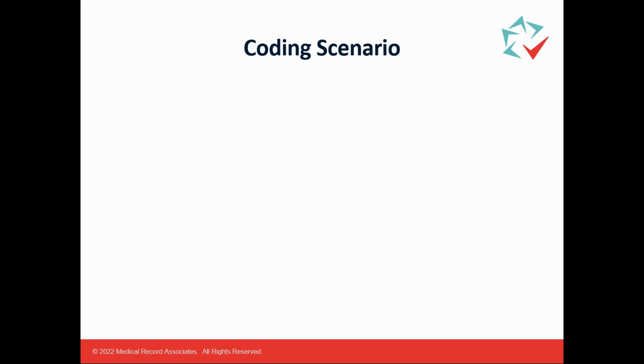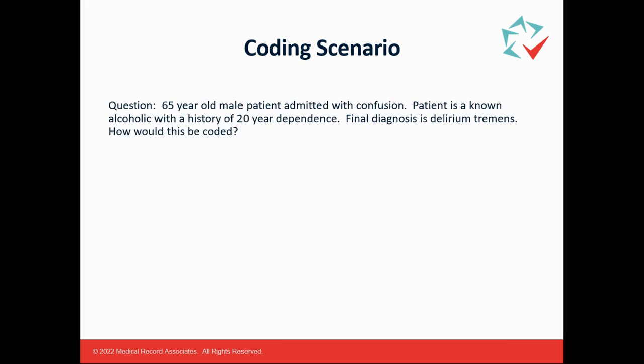So let's move on to our last coding scenario. Our question here is, a 65-year-old male is admitted with confusion. Patient is a known alcoholic with a history of 20-year dependence. Final diagnosis is delirium tremens. How would this be coded? So I'm going to give you a few seconds here to try out coding this one.